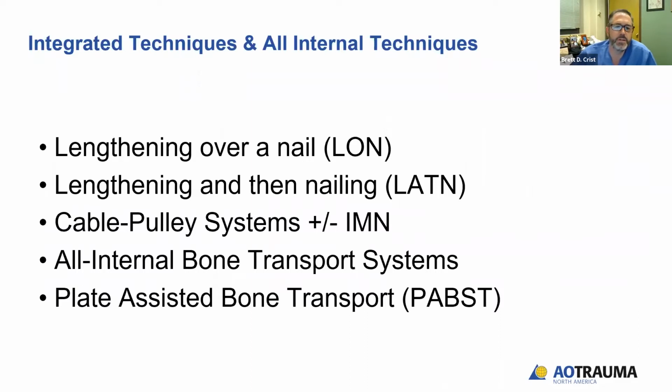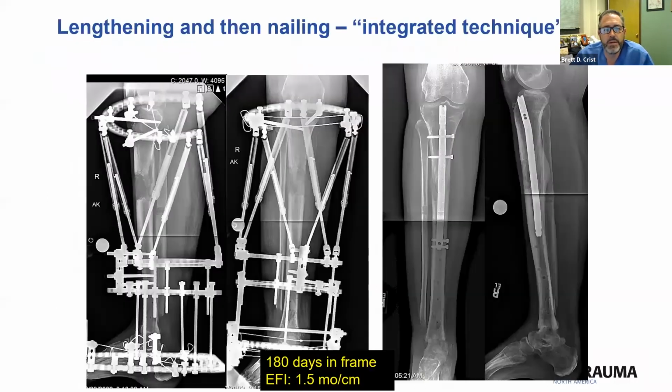So the different ways that you can do transport, there's a variety of them: lengthening over a nail, lengthening and then nailing, cable pulley system plus IM nailing, all internal bone transport assisted systems, and then plate assisted bone transport. This was a case that he showed, looking at the total time for days in the frame, and the ability to shorten that amount of time by adding the magnetic nail that cuts down on the total time in the frame.